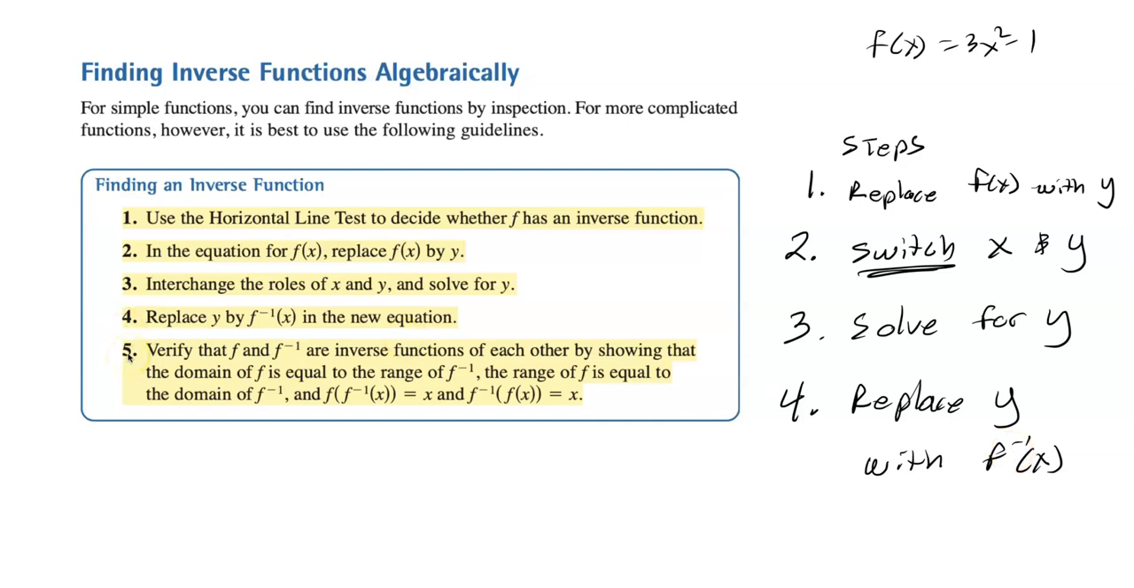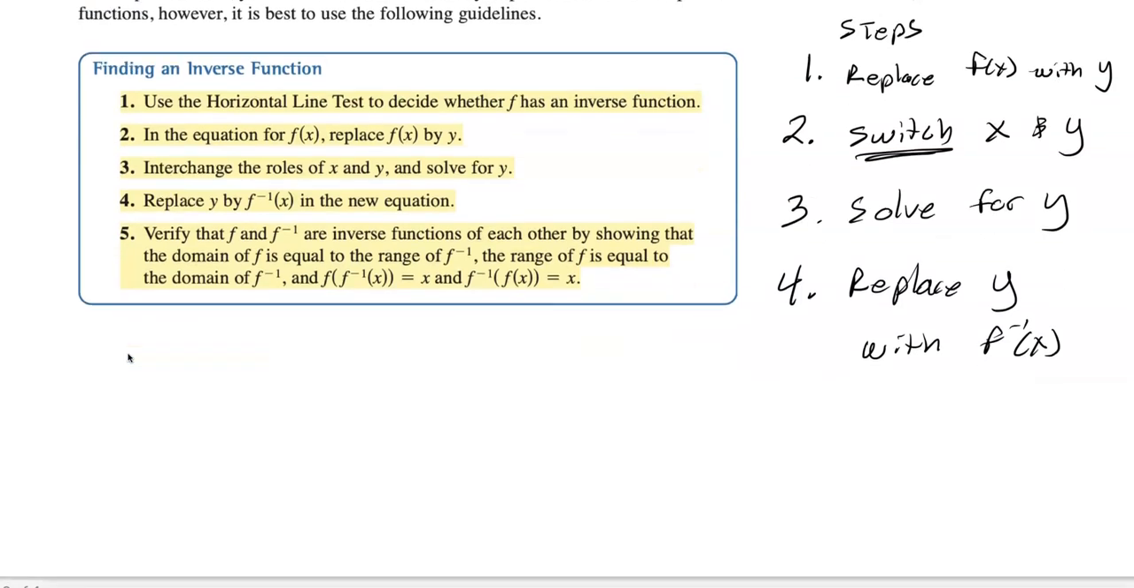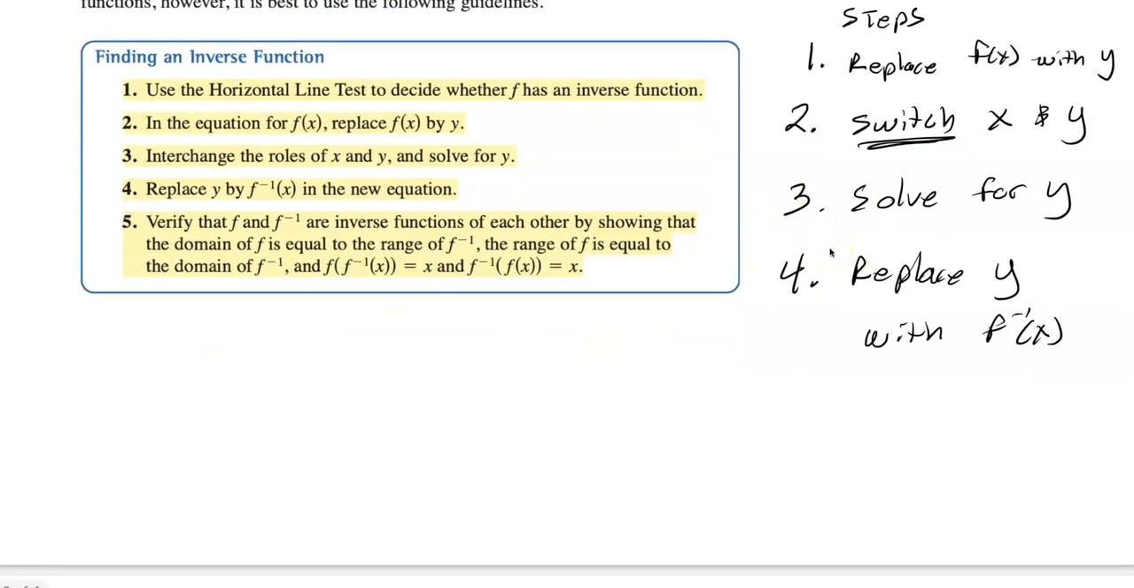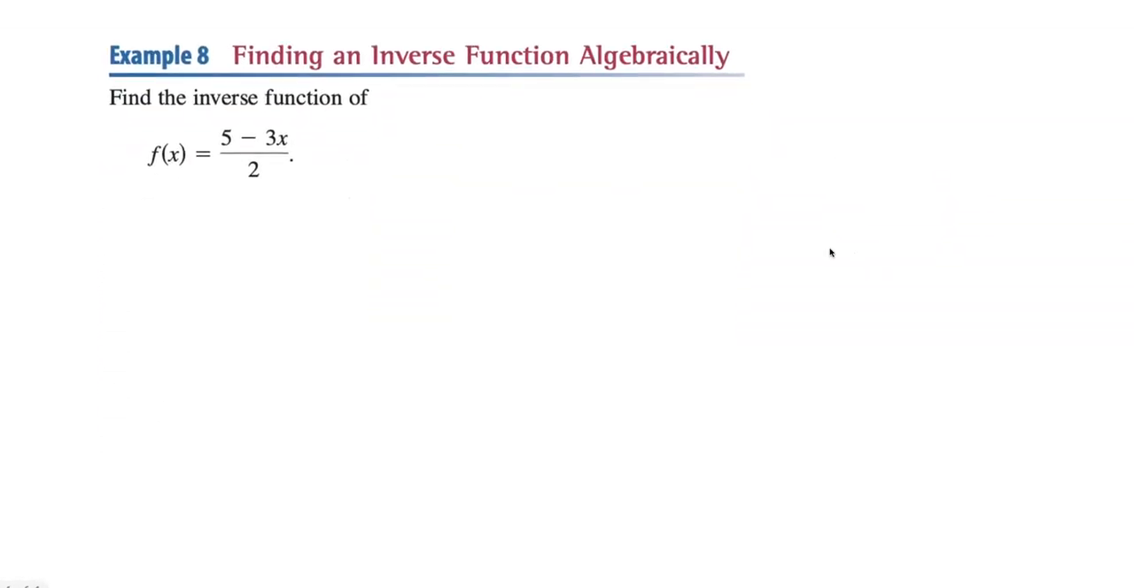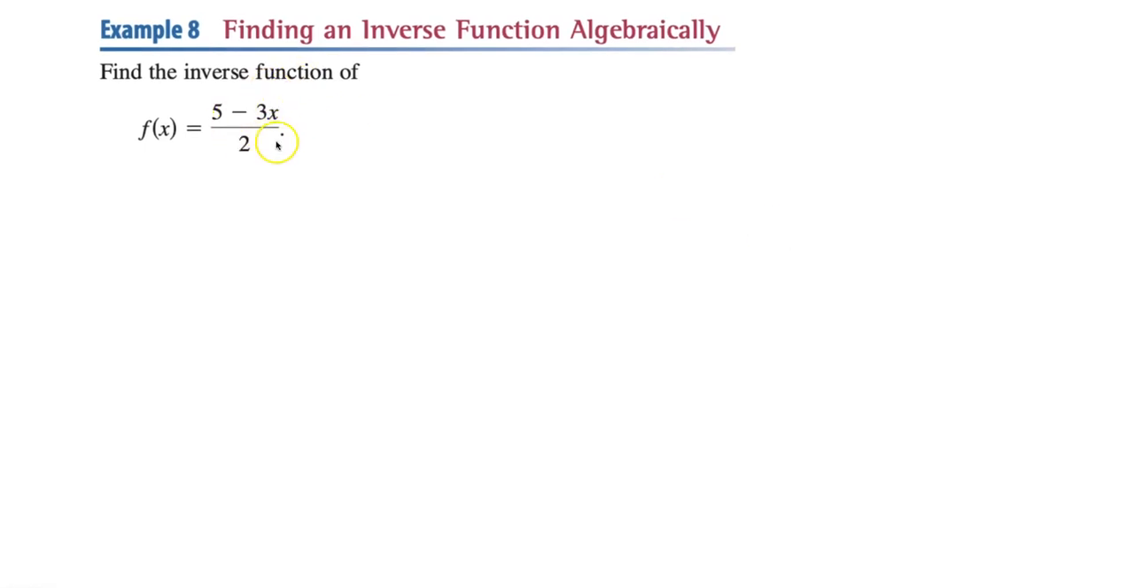So you can do the f of g of x to check your work. So those are the big 4 steps. So let's do a few examples, and then we're done. So we want to find the inverse function of this guy. So step 1, we'll make this a y. So it's something like this. Y equals 5 minus 3x over 2.